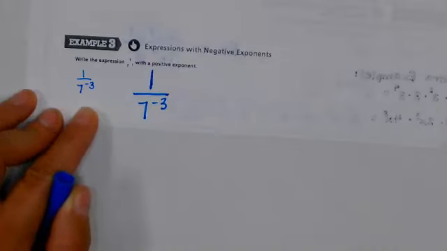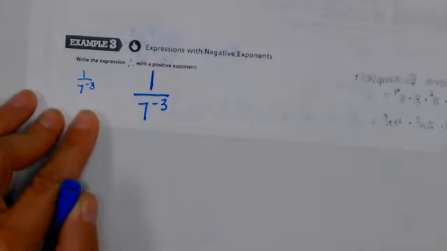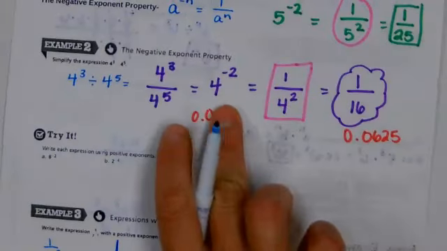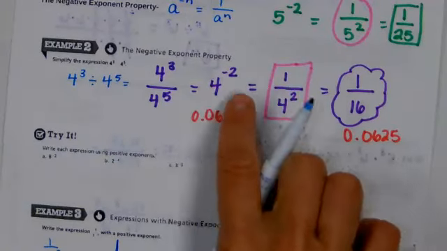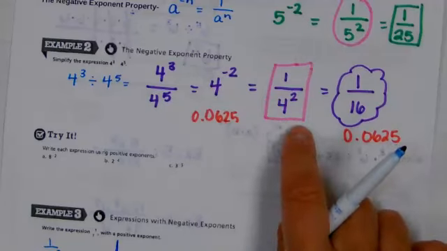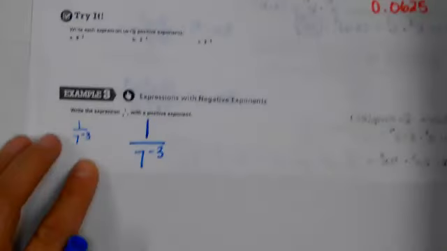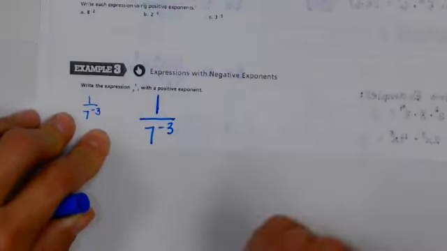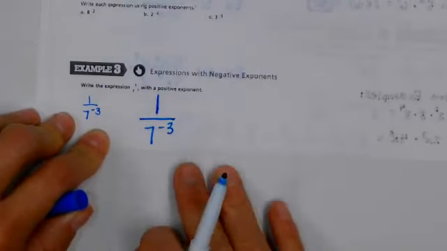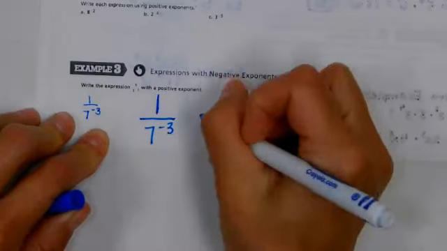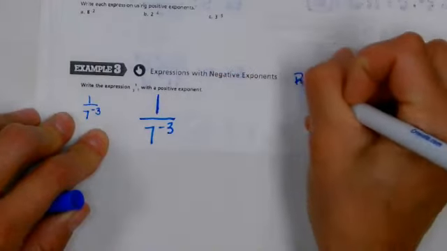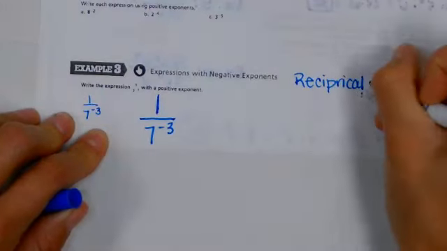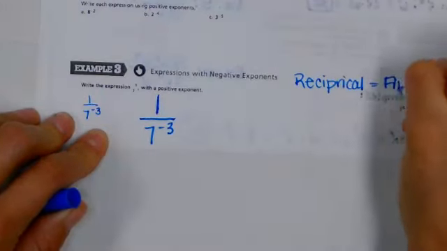So something to note is that this works in reverse as well. So up here, when we had our negative exponent, what we would do is put it in a fraction and make it a positive. Well, we can go in reverse. So if it's already in a fraction, what we do is the reciprocal to get that positive. So a reciprocal is a flipped fraction. So let's go ahead and write that down. Reciprocal is a flipped or an inverse fraction.